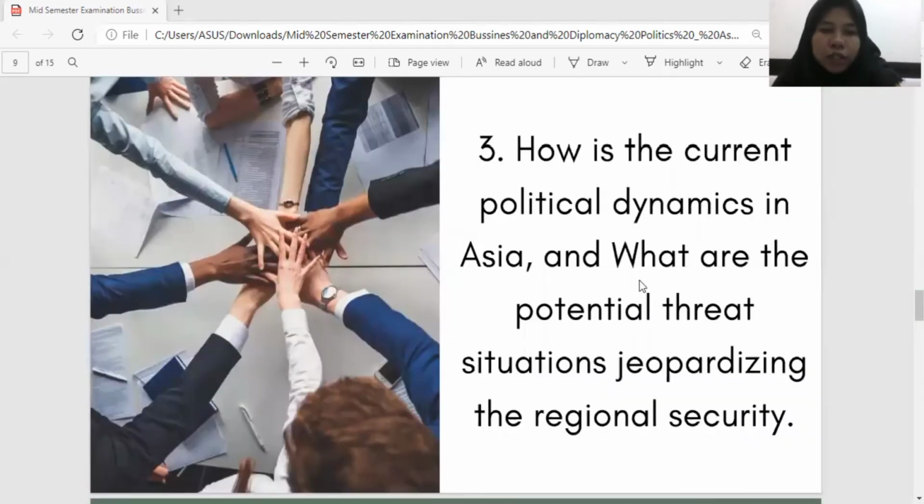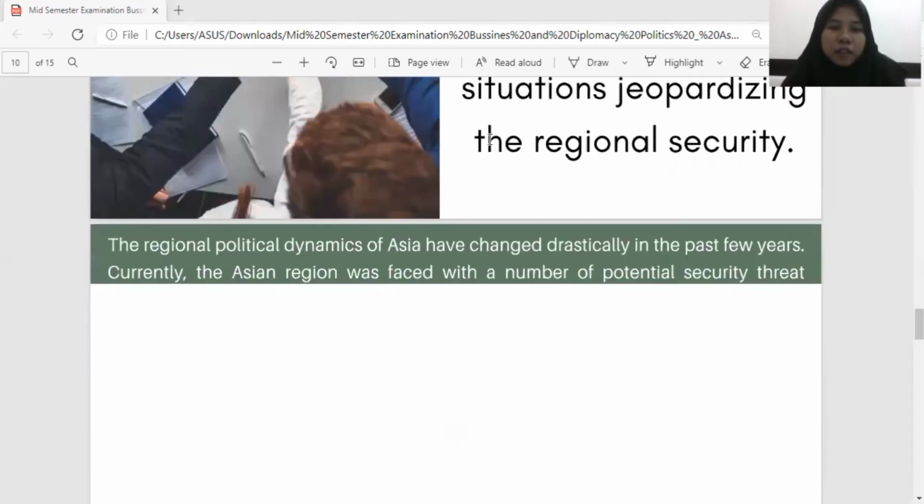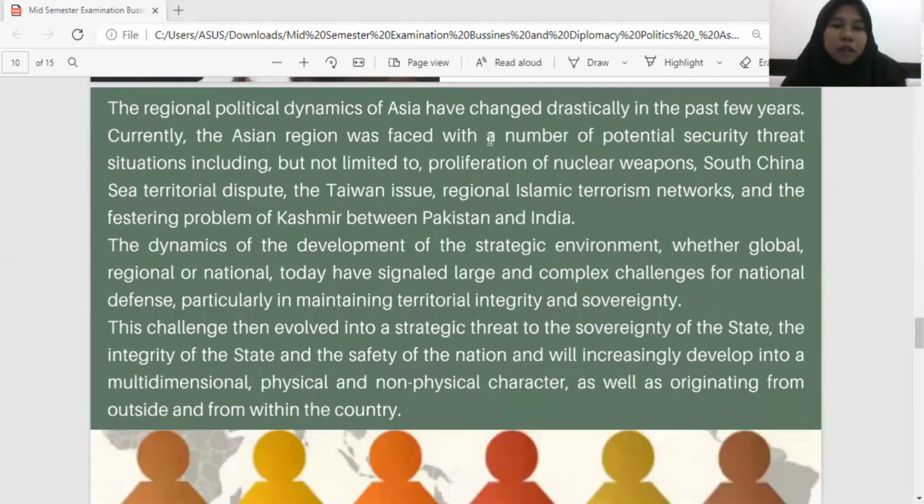The third question is: the regional political dynamics of Asia have changed drastically in the past few years. Currently, the Asian region is faced with a number of potential security threat situations, including, but not limited to, the proliferation of nuclear weapons, the South China Sea territorial dispute, the Taiwan issue, regional Islamic terrorist networks, and the festering problem of Kashmir between Pakistan and India.